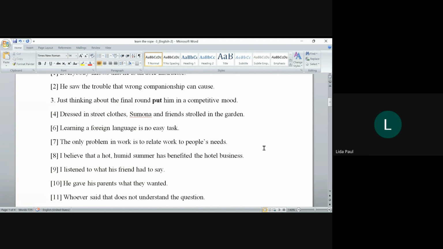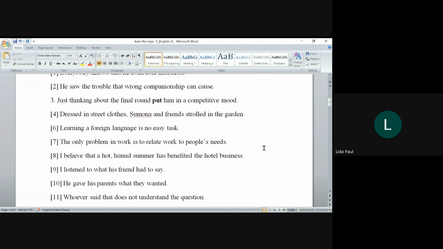Is that an active verb? This is what we call an infinitive, right? To relate. That's the base form of a verb. So it is not a main verb. It cannot act as a main verb in the sentence if it is with to. The only problem in work is to relate work to people's needs.